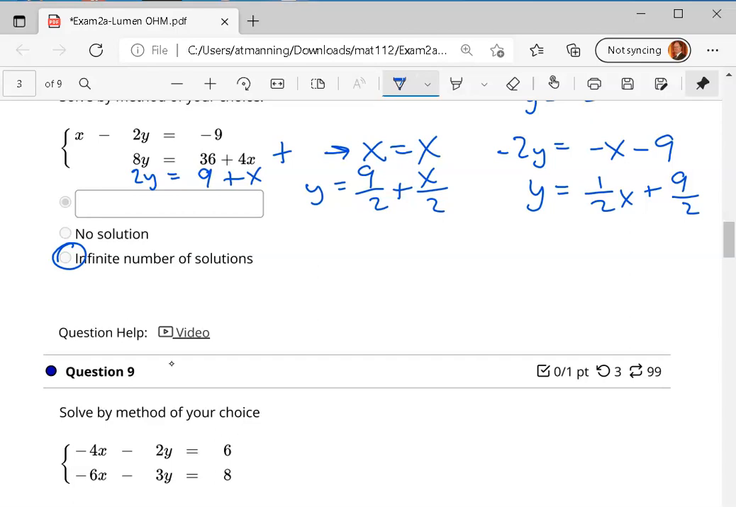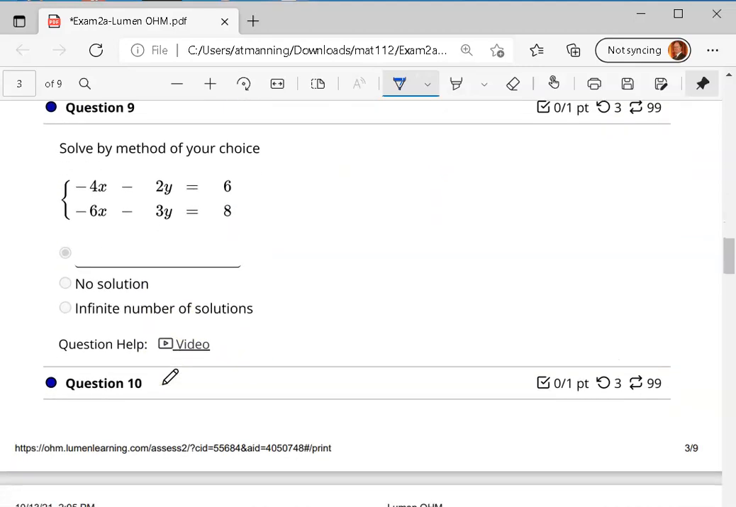Remember how I did that? Simplified one equation, and I saw that, wait a minute, that gives me the same equation. Adding them together gives me an x equals x identity. Another way to do it, I get the slope-intercept form of both of them, and I see that they're the same line. So I looked at it two different ways. Method of your choice.